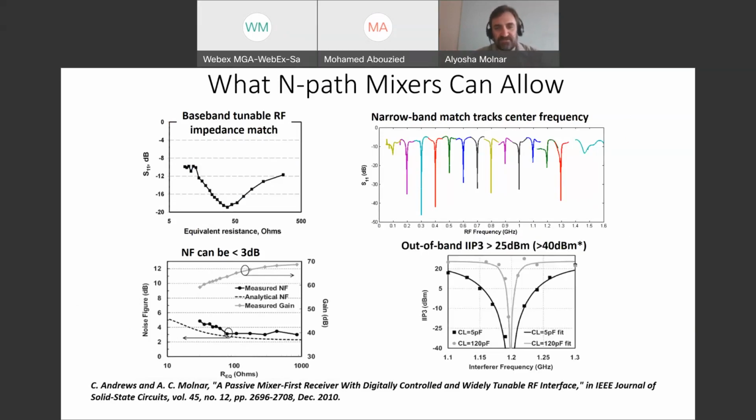Back 10 years ago, we were seeing out-of-band linearities, IP3s, in excess of 25 dBm, and associated very good out-of-band compression. And actually, recent work that I'll reference later has further improved this significantly. So we're seeing results with IP3s in excess of 40 dBm.